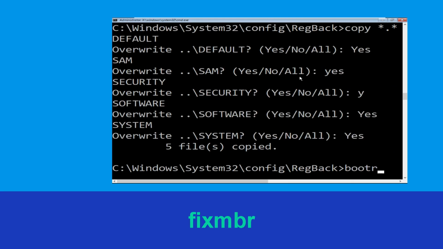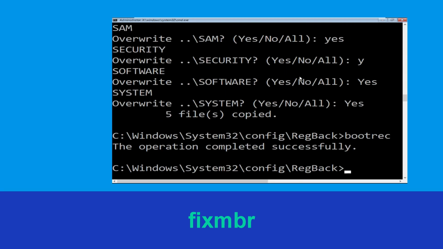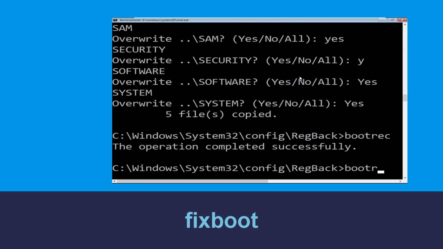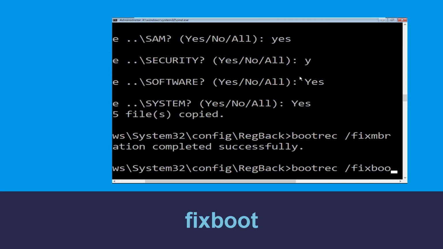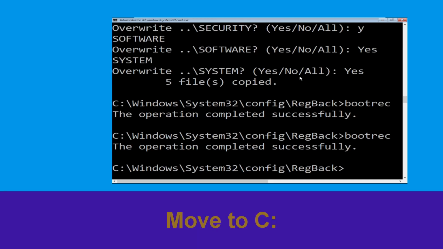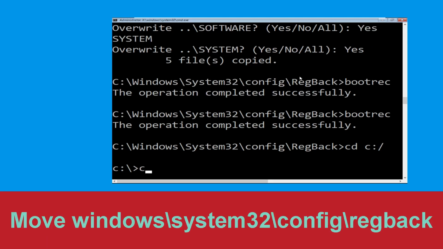Now type bootrec /fixmbr and hit enter to execute the command. Type bootrec /fixboot and hit enter. Now execute this command cd c:\. Now type cd windows\system32\config\regback and hit enter to execute.